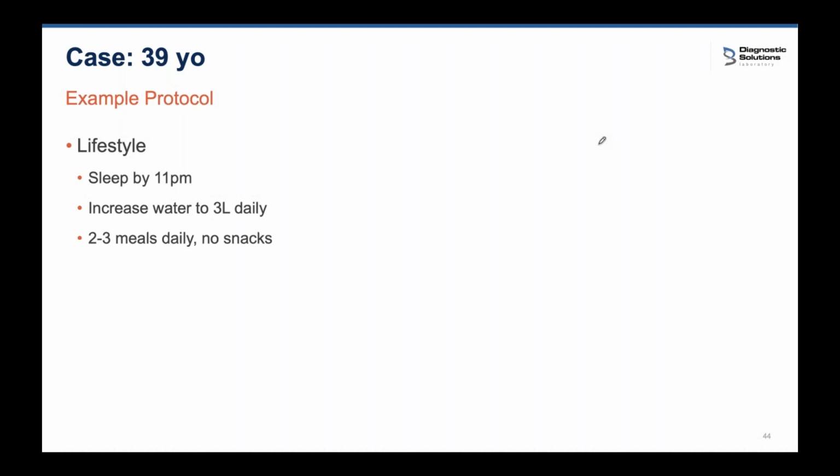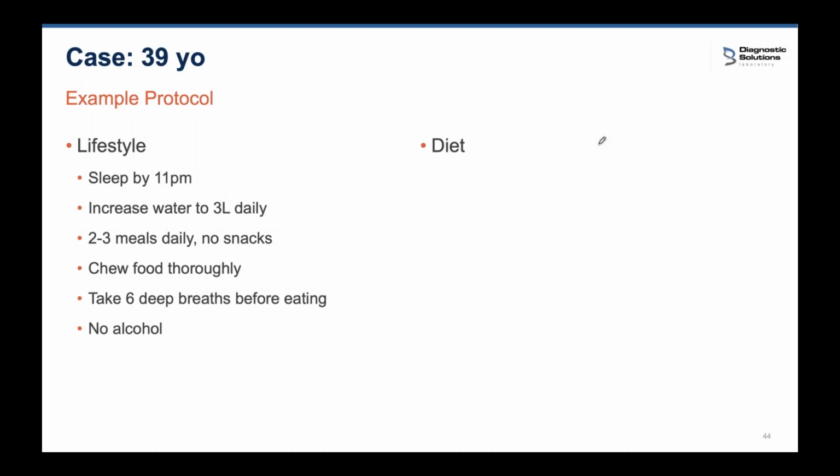We want to increase water, 2 to 3 meals daily, no snacks in between. We want to have that nice fast overnight, a little bit of a fast between meals. Chew your food really well. Take breaths before you eat. So all this food hygiene stuff, so important. And avoiding alcohol, avoiding stress as much as possible as well, which I don't believe I wrote down here.